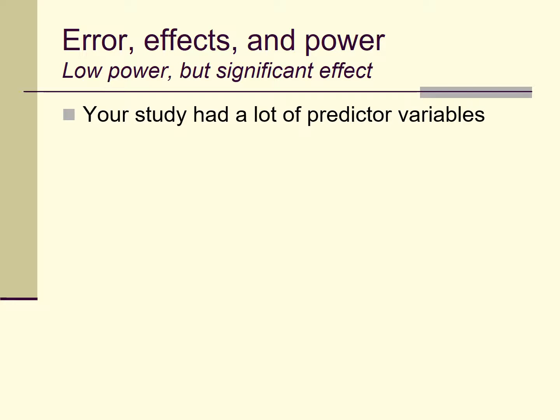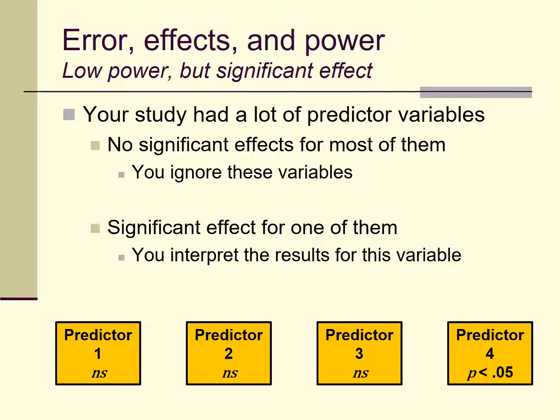Another problem is if your study had a lot of predictor variables in it, meaning that you tested the effect of a lot of different independent or predictor variables on your outcome variable or your dependent variable, and there were no significant effects for most of those predictions, which you then ignored or put in the real or figurative file drawer of your desk. But then maybe for one of those predictor variables there was a significant effect, and that's the one that you really focused on and you wrote up your manuscript or your poster about.